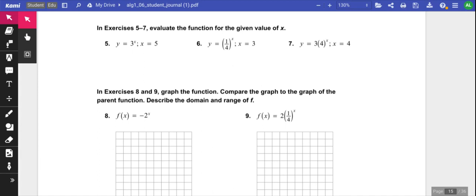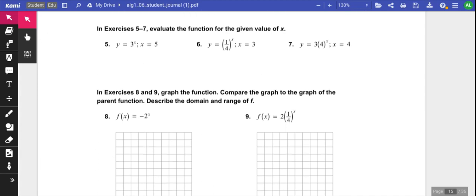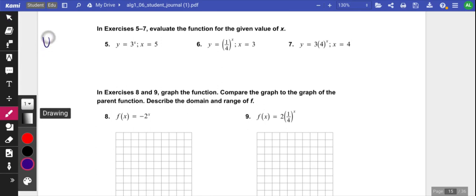we've got this 3 to the x power and then x is equal to 5. So y is equal to 3 to the x. Okay, I'm plugging in 5 for x. So y is equal to 3 to the 5th power. Okay, then I've got to type that into my calculator.